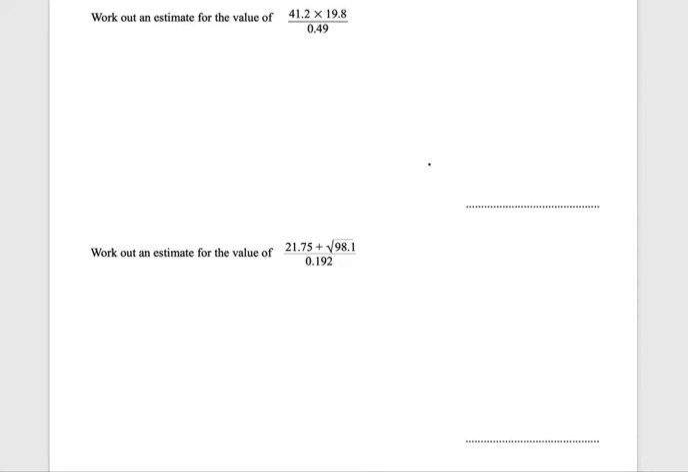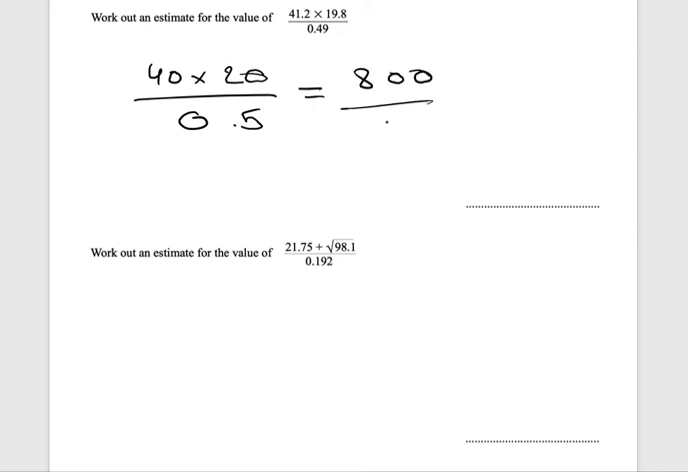Okay, next question. Work out an estimate for the value of 41.2 multiplied by 19.8 divided by 0.49. Again, over here I'm going to round to one significant figure. So 41.2 becomes 40, multiplied by 19.8 becomes 20, and divided by 0.49 to one significant figure, that would be 0.5. Now 40 multiplied by 20 is 800, and you would divide that by 0.5. 800 divided by 0.5, you would get an answer of 1600. So just an estimate for that value is 1600.